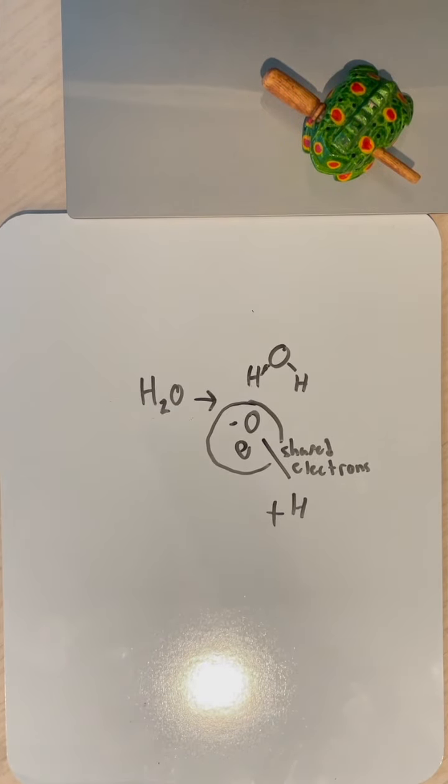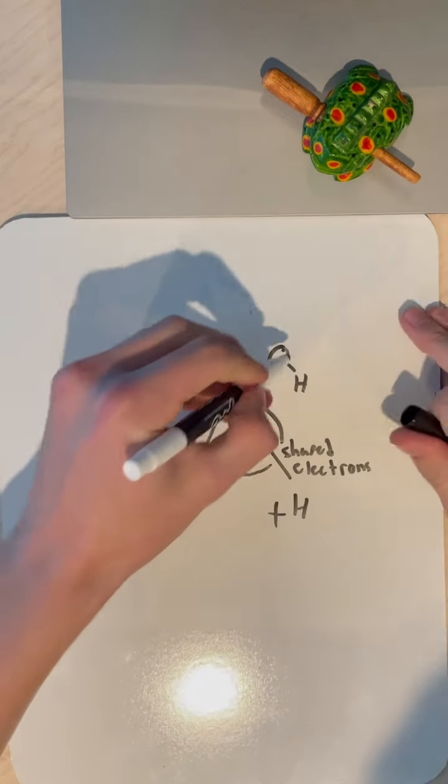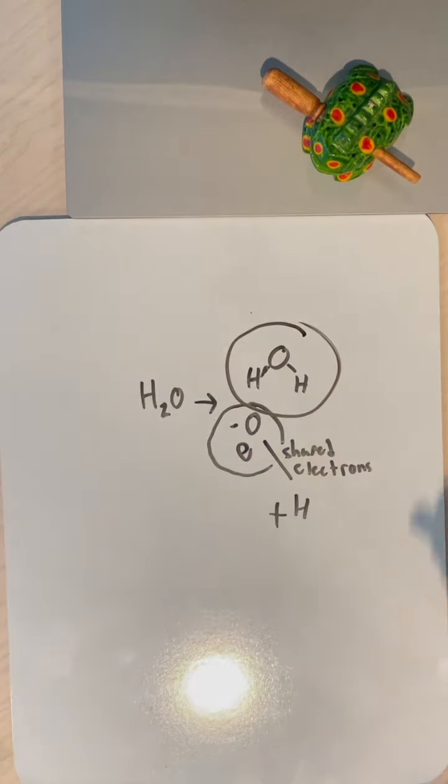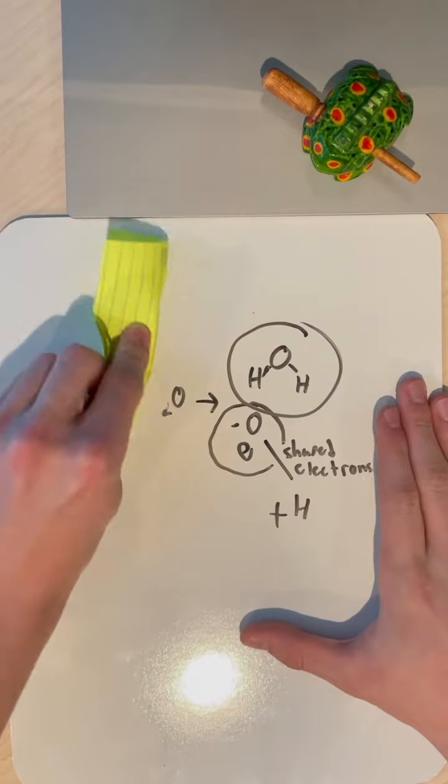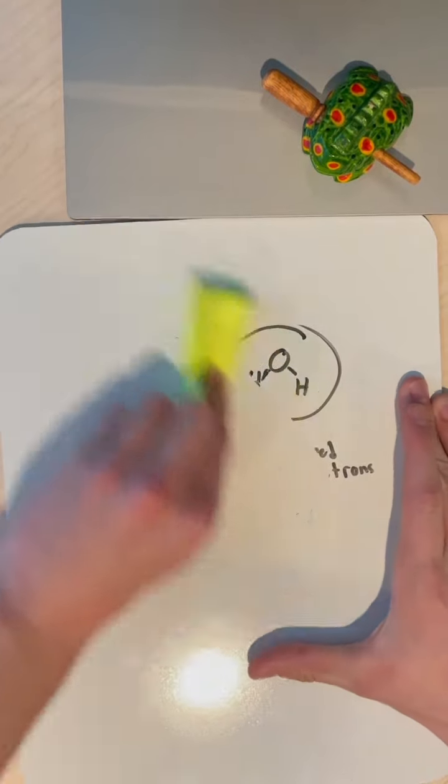Let me get water out of the way. Also, by the way, this drawing right here, that's not accurate. If you're drawing a Lewis dot diagram like that, don't do that. It's almost correct, but don't write it like that.